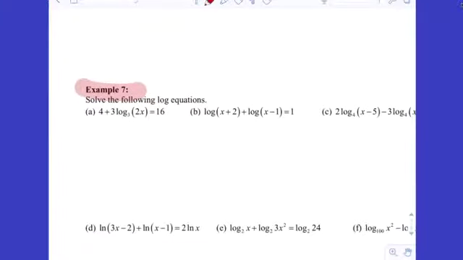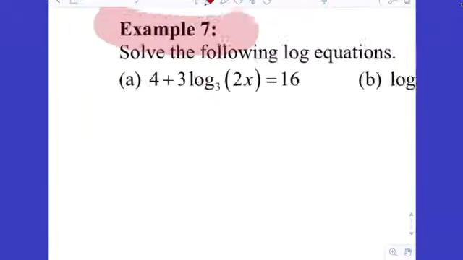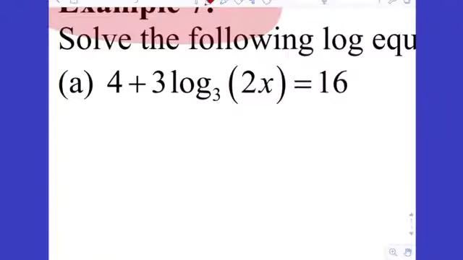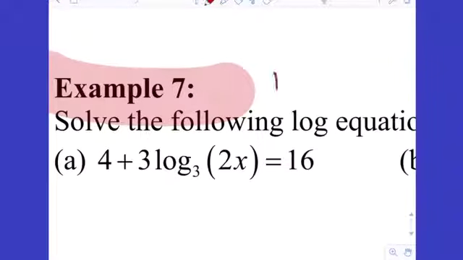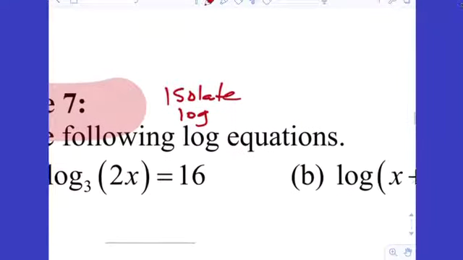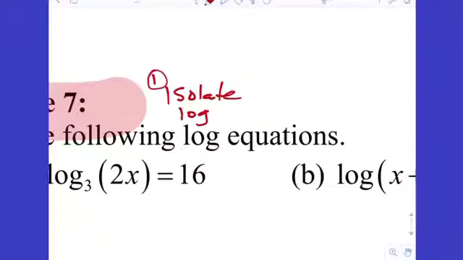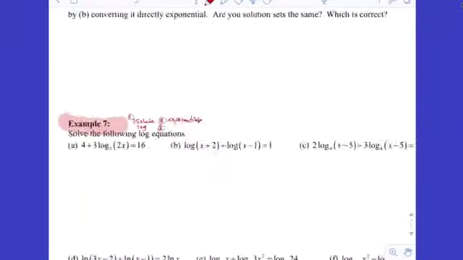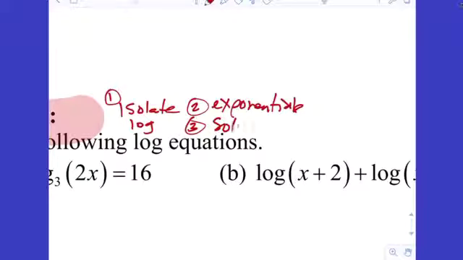You'll have several opportunities to solve log equations on the multiple choice. So here's what we're going to do. We're going to go ahead and isolate the log. That's what we want to do. Isolate log, and then we are going to exponentiate both sides. And then we're going to solve and check. Solve and check your solutions.